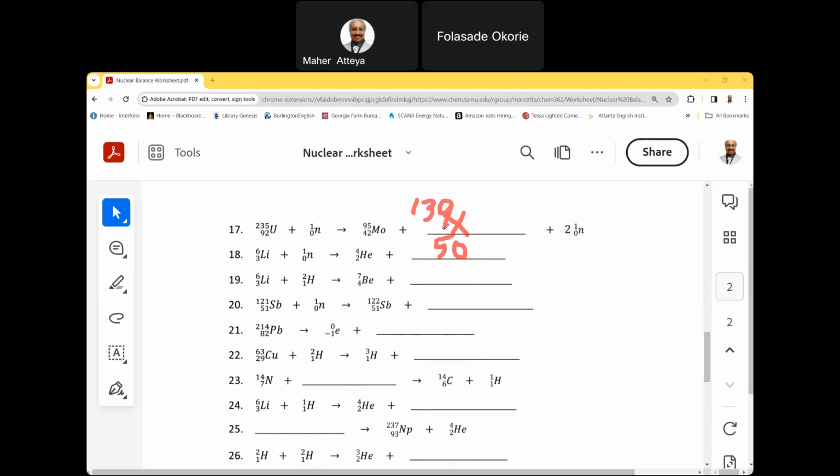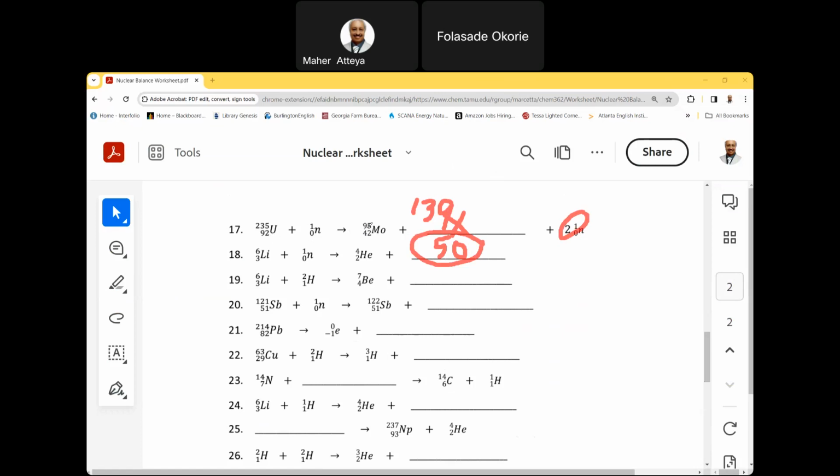What is this element called? You look at the 50, correct? Look at the periodic table. Are you sure? Did you calculate this 2 here? Yes, the 2 here, correct? 2 times 1, so yes. 2 plus 1 is 141, and here is 236.